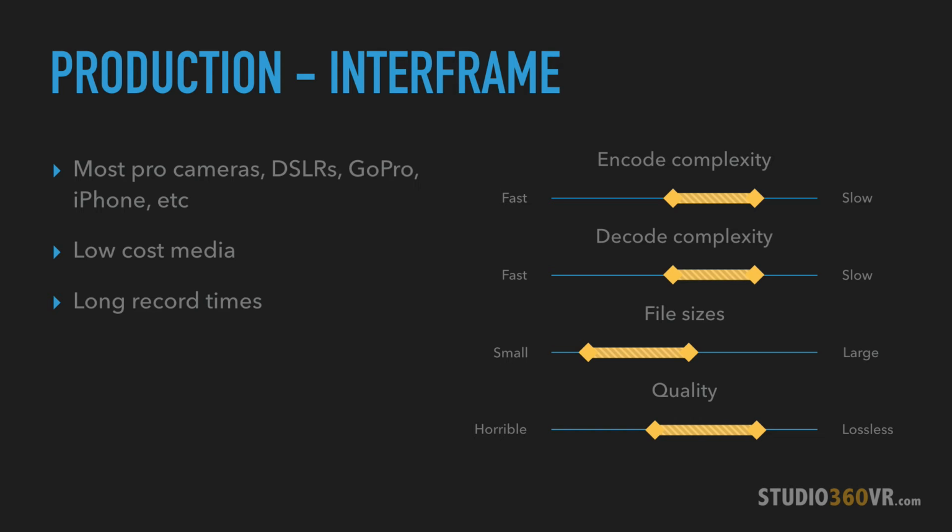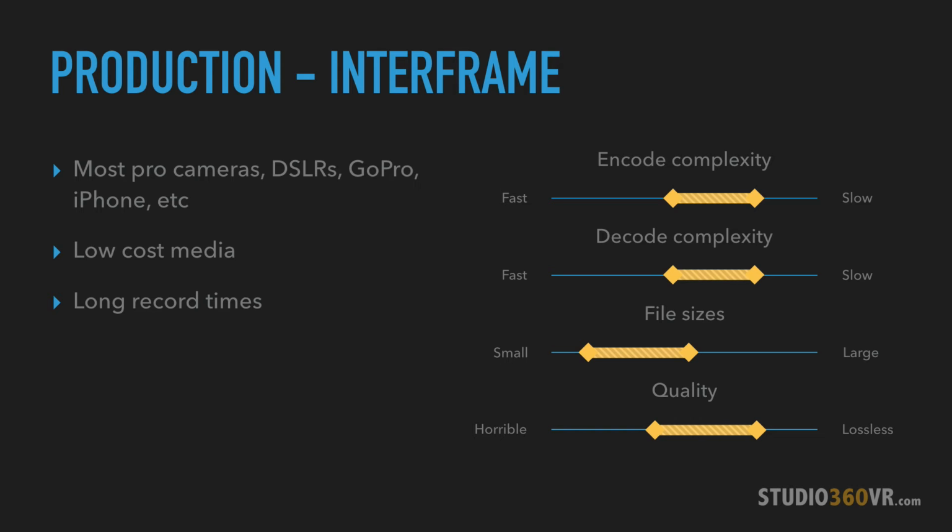But the advantages are huge, which is why it's moving more and more up market. The media is much cheaper because your file sizes are smaller. You can start recording to consumer media like SD cards. You can have really long record times. And this stuff has become really commoditized. You've got DSLRs, GoPro, iPhones, Androids. Lots of these things are shooting to these INTERFRAME codecs.